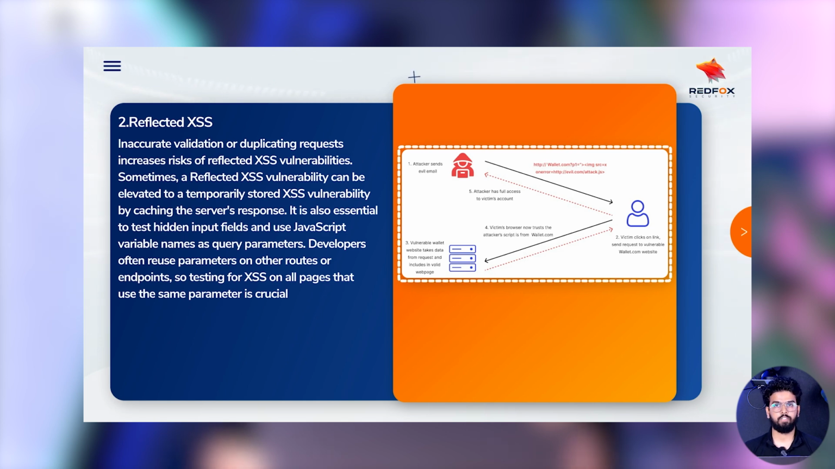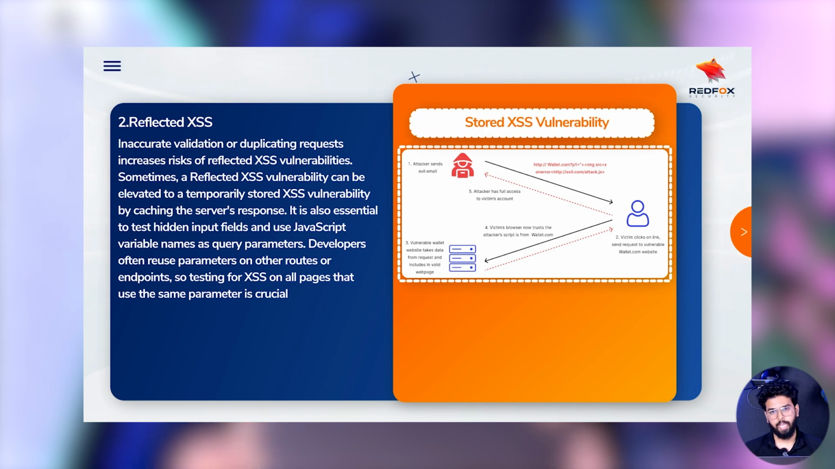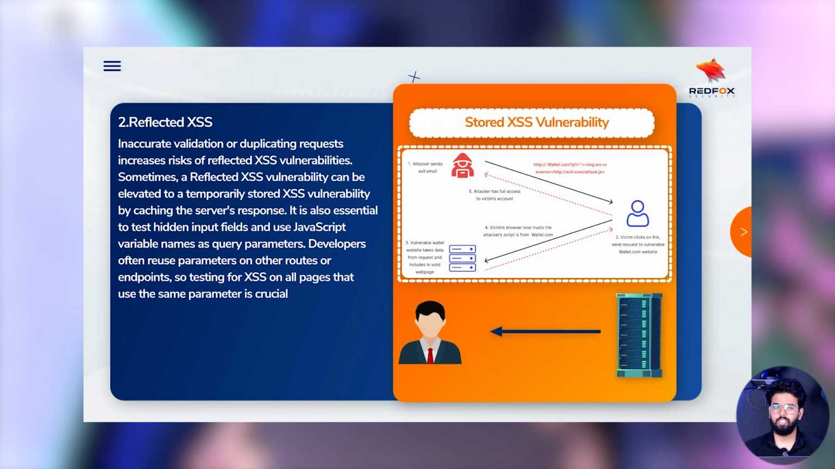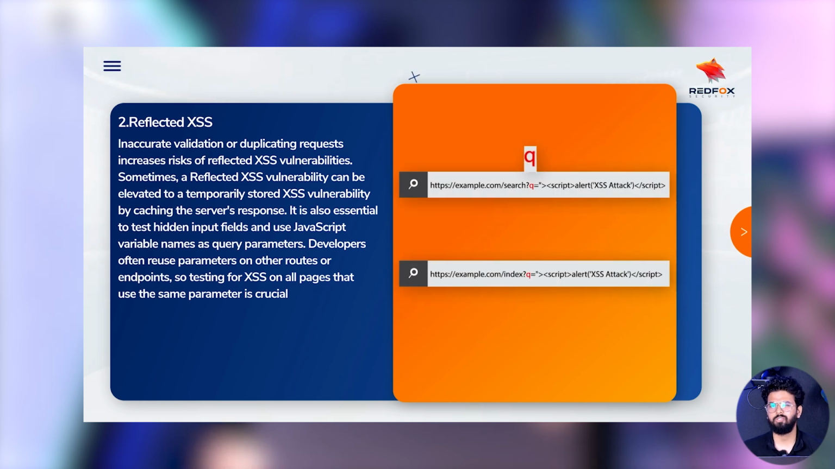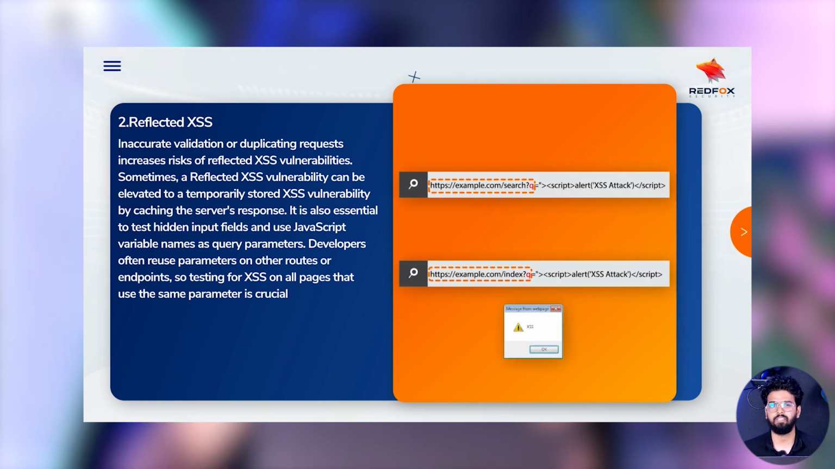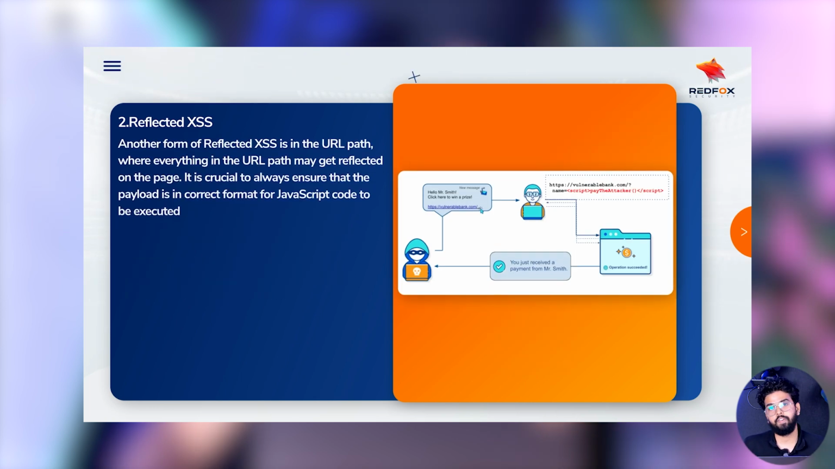Sometimes a reflected XSS vulnerability can be elevated to a temporarily stored XSS vulnerability by caching the server's response. It is also essential to test hidden input fields and use JavaScript variable names as query parameters. Developers often reuse parameters on other routes or endpoints, so testing for XSS on all pages that use the same parameter is crucial. Another form of reflected XSS is the URL path, where everything in the URL path may get reflected on the page. It is crucial to always ensure that a payload is in the correct format for JavaScript code to be executed.